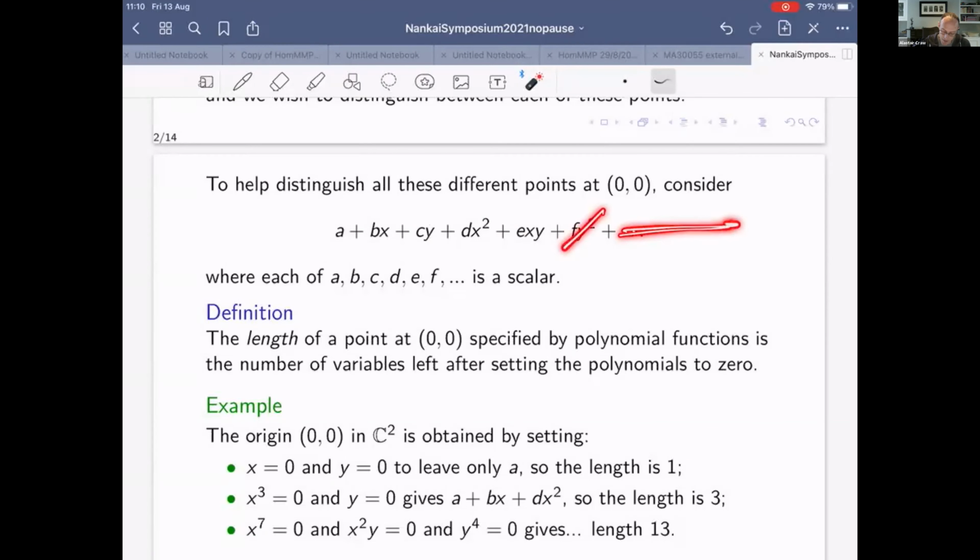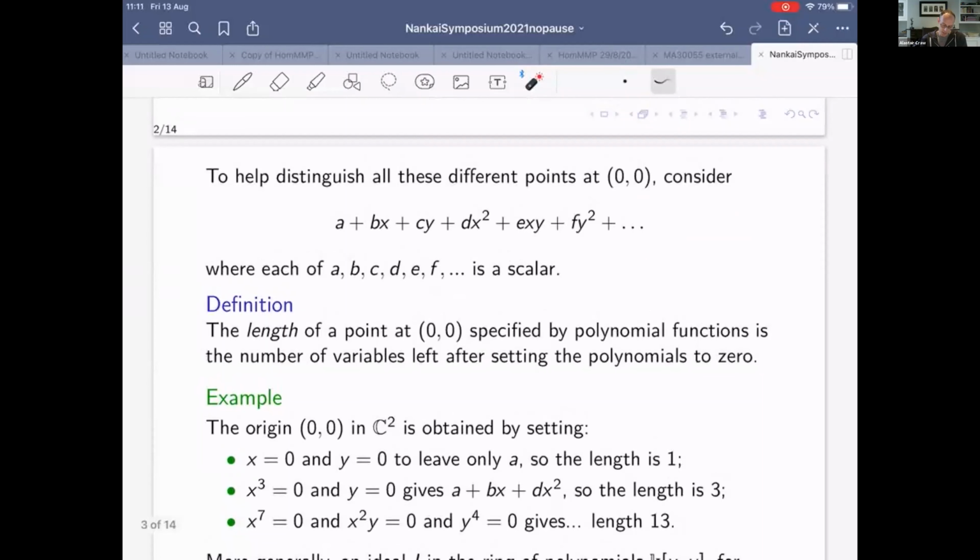If I set Y to 0, I'm killing this, this, and this, but I still have these three options that has length 3. And I claim, but feel free to draw a wee picture to convince yourself, that X cubed, X squared, Y, and Y to the 4 vanishing gives a point. It still gives the origin, but that has length 13.